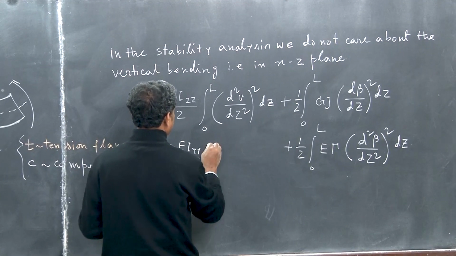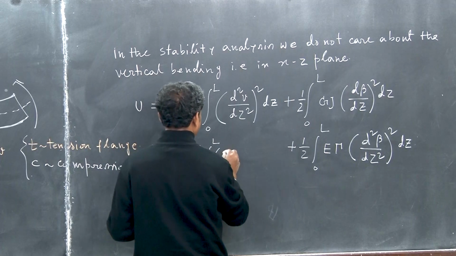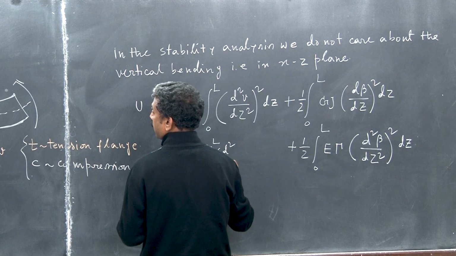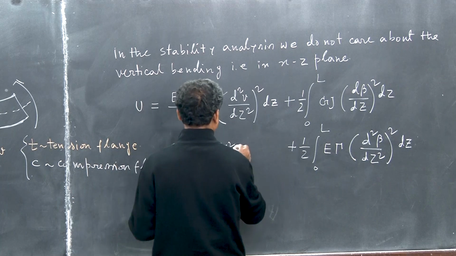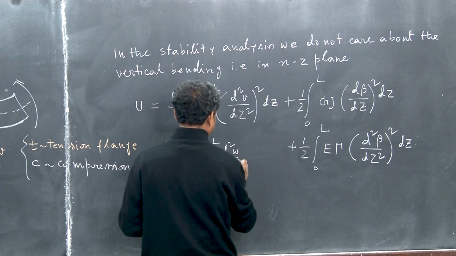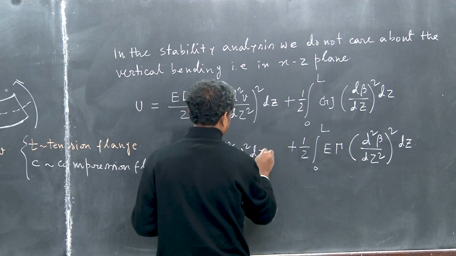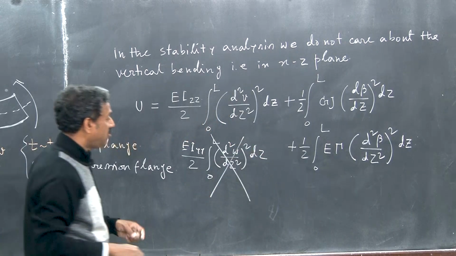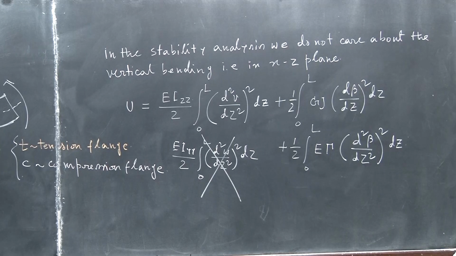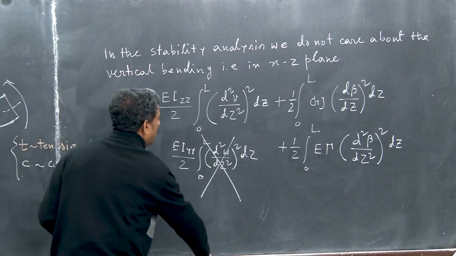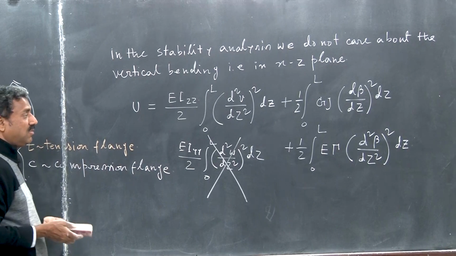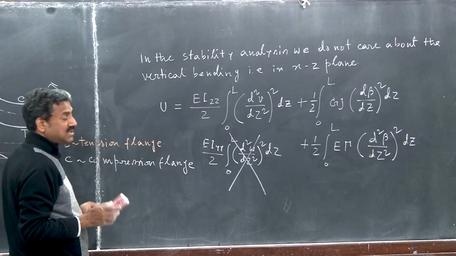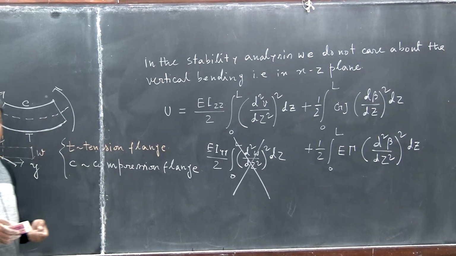So when you ask why I am not considering EI_y/2 integration 0 to L (d²w/dz²)² dz, this we don't require to consider. You see that. Now, for v and β, we can assume some expression. That's not a problem, we can solve it.